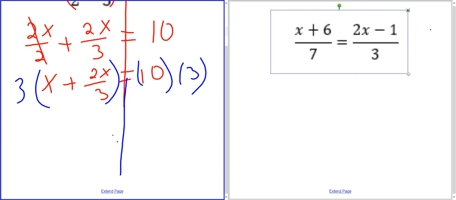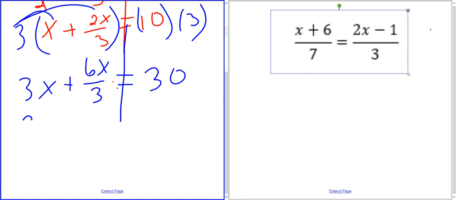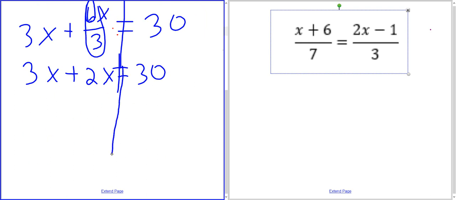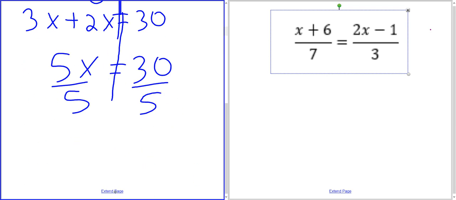So 3 times x is 3x, and 3 times 2x is 6x over 3, and that equals 30, 10 times 3. We can simplify this side. 3x plus 6 divided by 3, this reduces to 2, so this is 2x equals 30. And then combine like terms, so 2x and 3x is 5x equals 30. Divide both sides by 5. So x is 6.